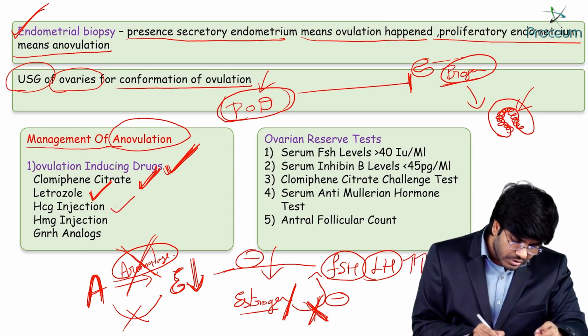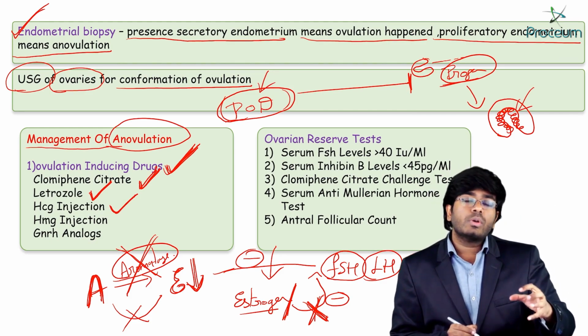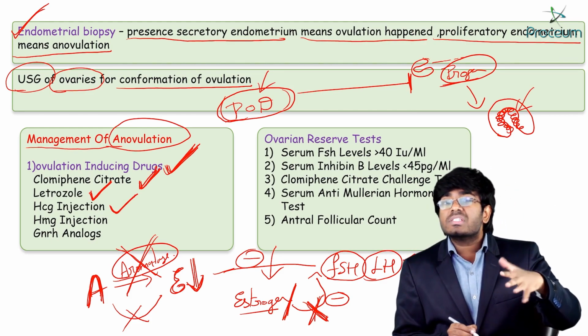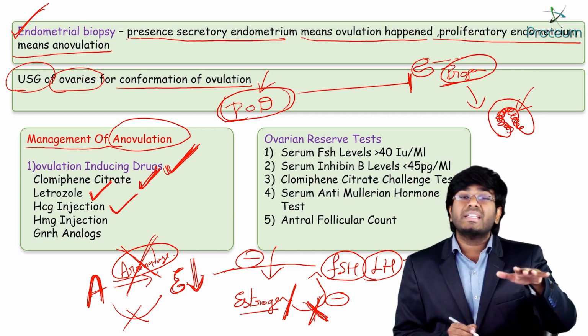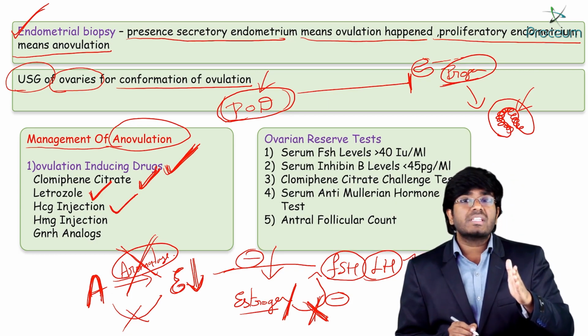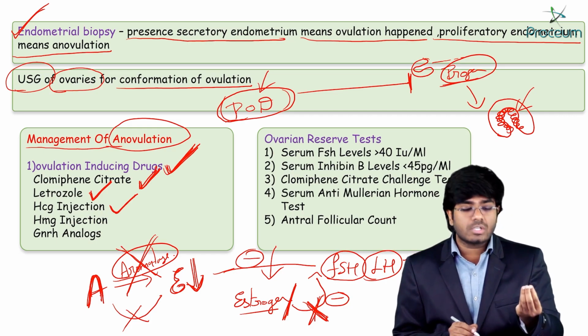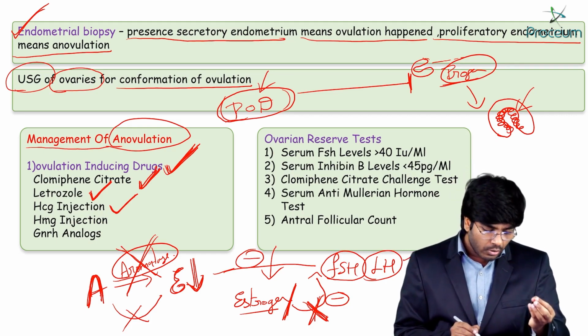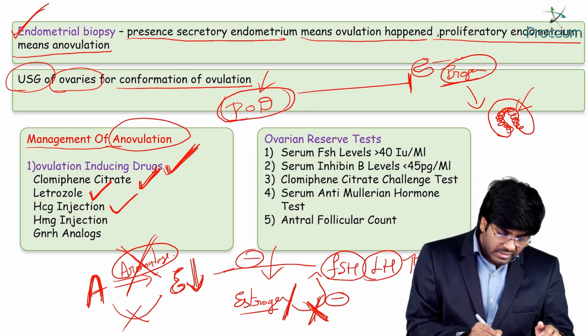And HCG injection, human chorionic gonadotropin injection, very very important. Human chorionic gonadotropin and LH are almost structurally similar, so HCG just acts like LH. LH helps in ovulation; the LH surge causes ovulation. We already knew this. So HCG, as it is similar to LH, even giving HCG will lead to ovulation.